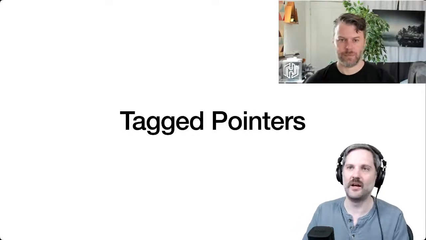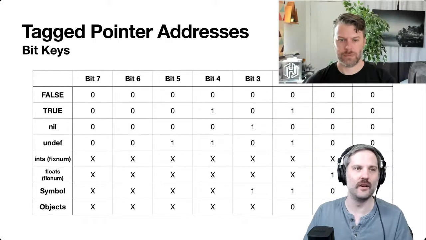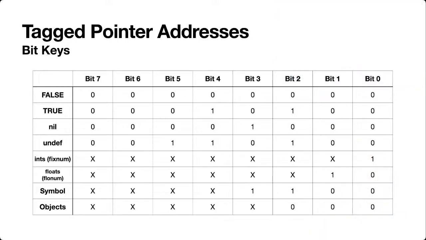So let's see. I made a chart here, and I'm going to remove us from the keynote so everybody can see it. This is a chart of tagged pointer addresses, and it's the bottom 8 bits of an address. Along the top are the bit numbers, and the column along the y-axis is the different types of objects. False and true, I wanted those to be in lowercase, but Keynote insisted on making them uppercase, but that's the real Ruby object, false and true.